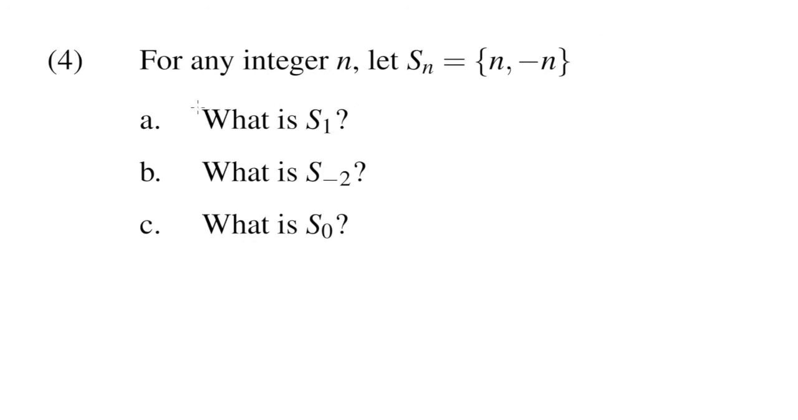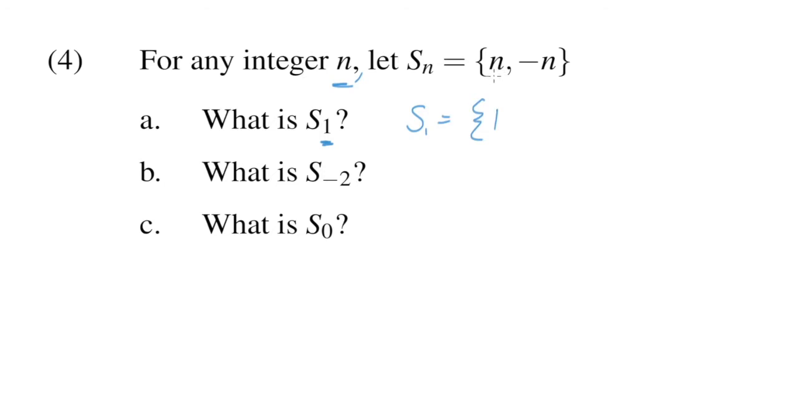Okay, so let's look at a slightly more complicated example. So for any integer n, so an integer is a whole number, we'll talk about that in a bit, let S of n equal the set containing n and negative n. Okay, so let's look at a few examples and see if we can spot the pattern. So S of 1, so here 1 is serving as our n, so we need to copy this pattern here, but with 1. So S of 1 would equal the set containing 1.